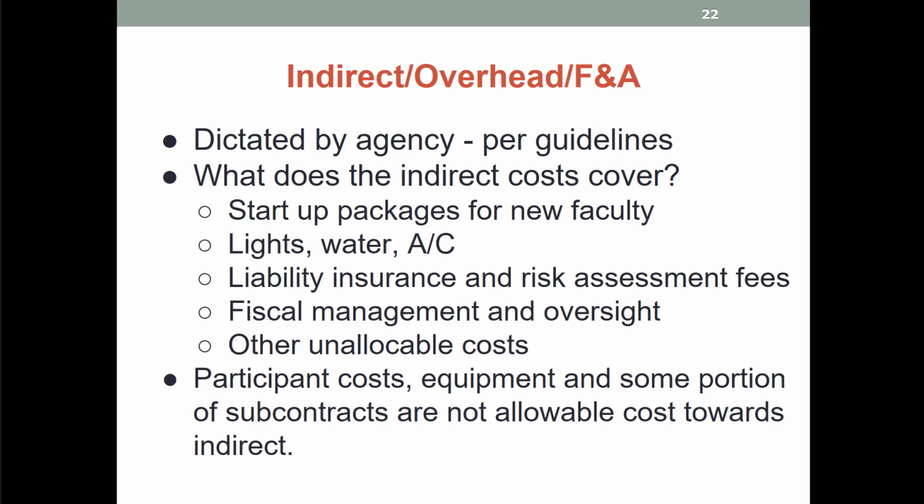The indirect costs recovered are used to cover startup packages for new faculty, lights, water, AC, rent costs, liability insurance and risk assessment fees, costs for fiscal management and oversight, and all other unallocable costs. Participant costs, equipment, and some portion of the subcontracts are not allowable costs towards indirect. Your grant managers will review and utilize the correct rate needed for your proposal.